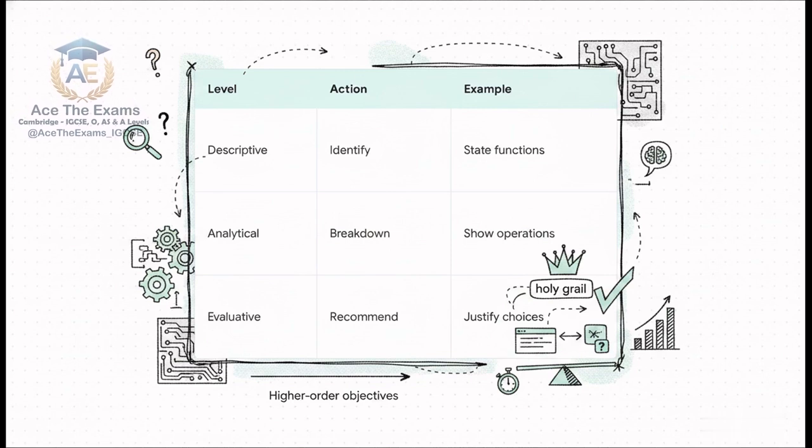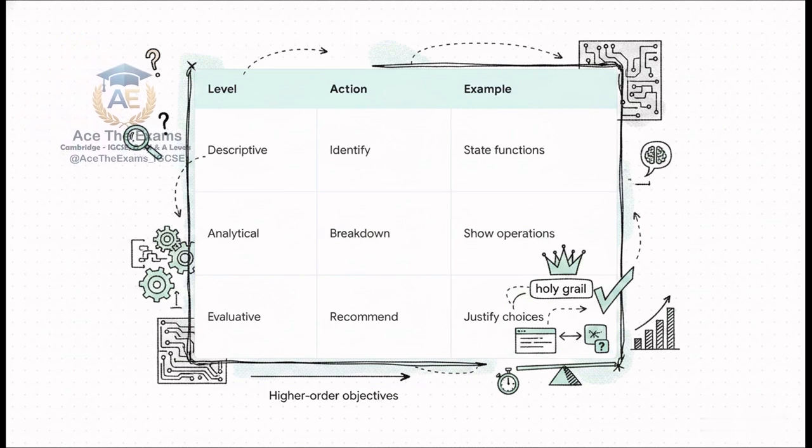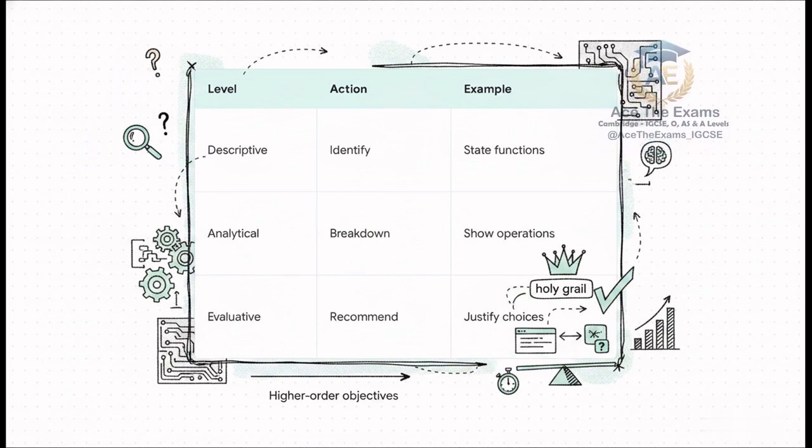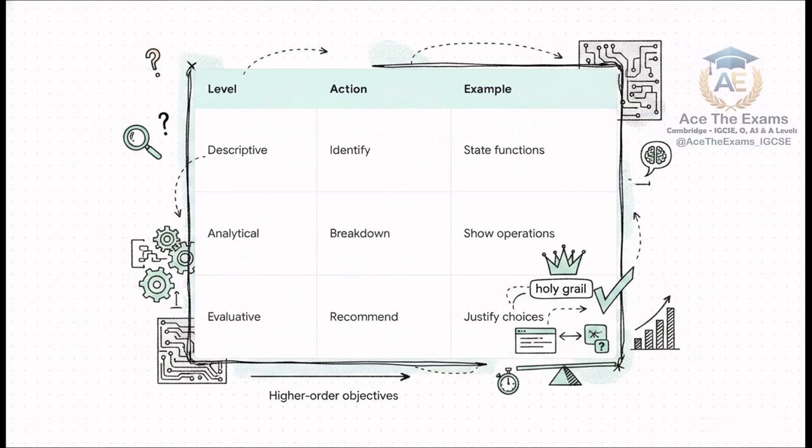But level 3, the evaluative level, my friends, that is the holy grail. Higher order assessment objectives absolutely demand the evaluation of alternatives, the comparison of approaches, and fiercely justified recommendations. At this level, you aren't just saying a CLI is being used, you are actively evaluating why it's significantly better or worse than a graphical interface in this specific unique instance. You're comparing the processing speed versus the steep learning curve for the user, and you are making a hard, justified recommendation based on solid evidence.